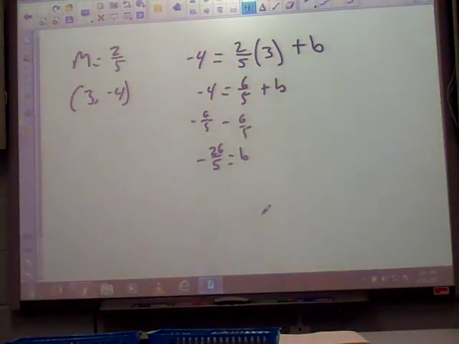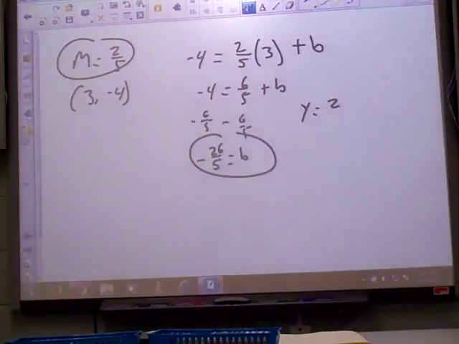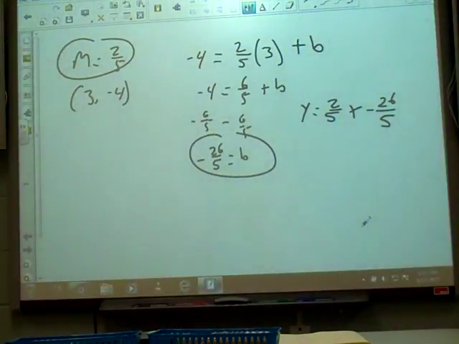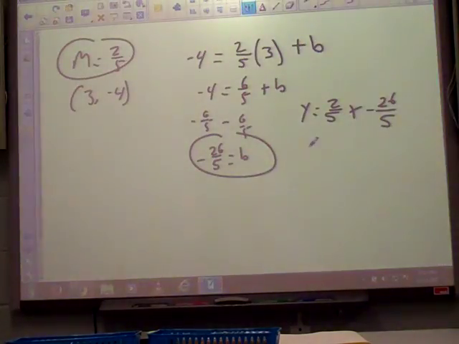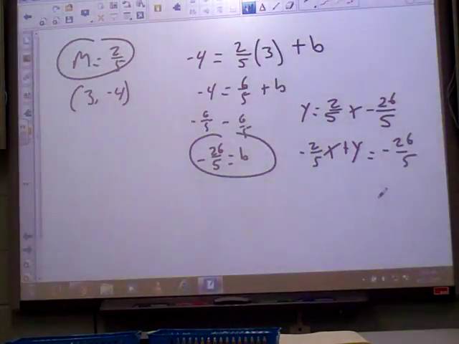Okay, so if I wrote this now with my m and my b, I would have y equals mx plus b. So I'm already in slope-intercept form now, and I just got a couple more steps to get it to standard form. What would we need to do to get the x's and the y's on the left side together? Subtract 2/5 x. Okay, good. We're going to subtract this 2/5 x from both sides, so it'll be negative 2/5 x plus y is equal to negative 26/5. That should look awful familiar to you.